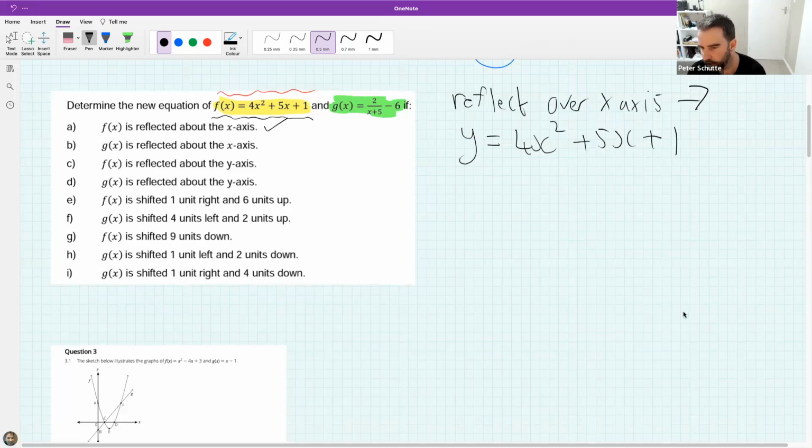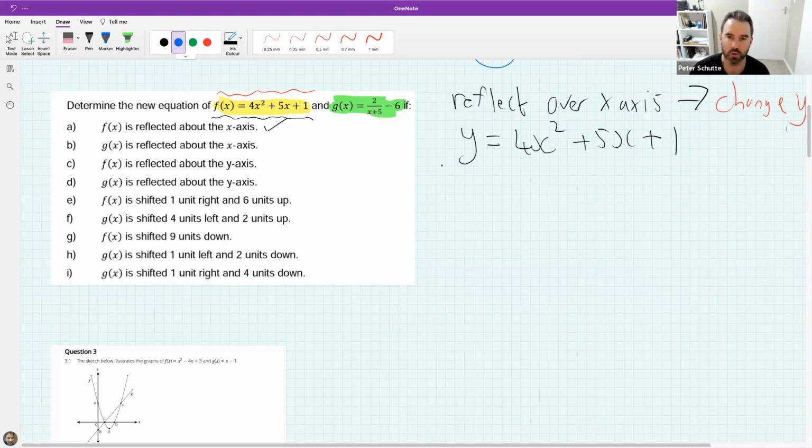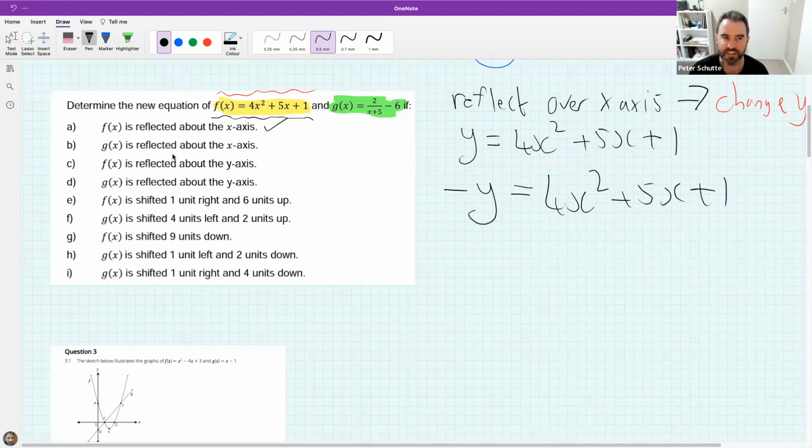Okay, I'm not seeing a lot of information in the chat yet or any hands. Now here's the rule to reflect over the x. Oh, Tagavatso, there we go. What do you think we need to do? If you change the sign in front of y, you reflect over the x-axis. Yep. You change the sign in front of the y. And so y is going to become minus y equals 4x squared plus 5x plus 1, and that will reflect the original graph.